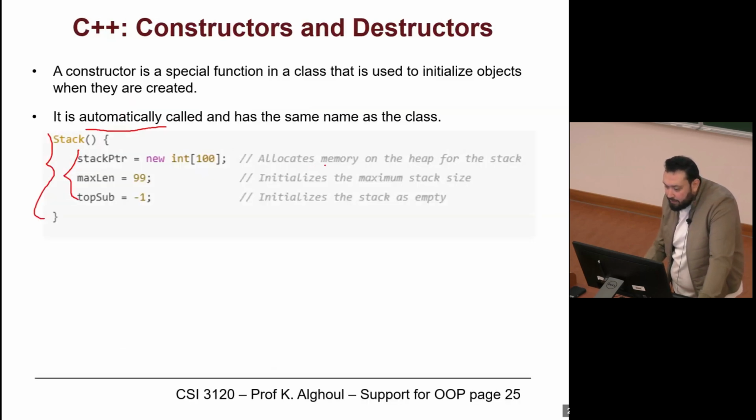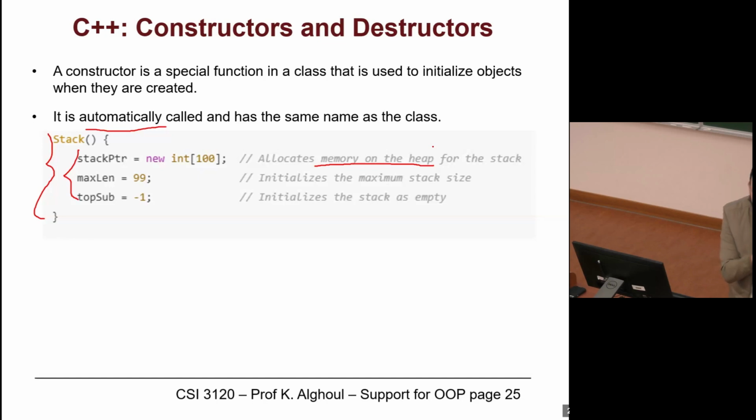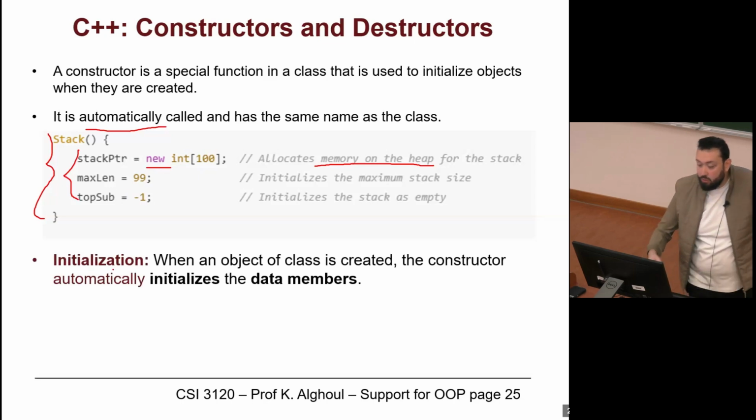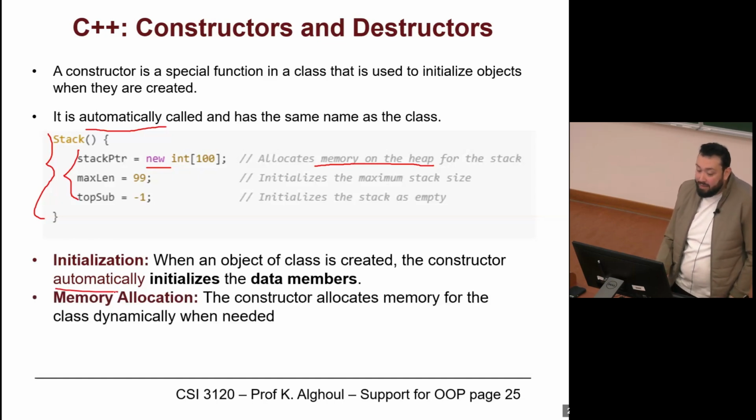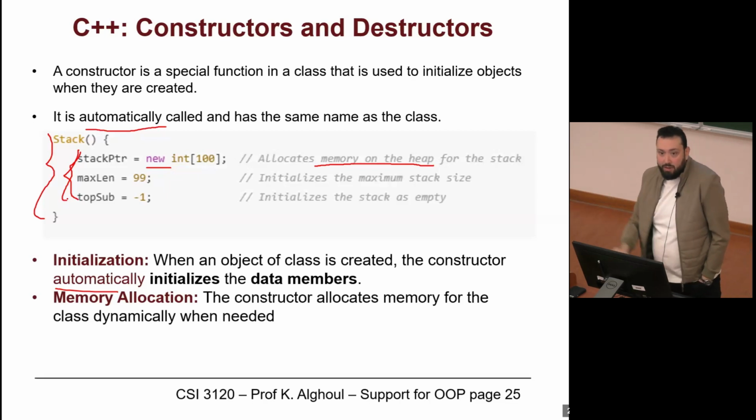This is going to allocate memory. Where? On the heap, because we already covered this in the data types. We said in C++, if you're using the pointers and stuff, and you have to use the new and delete, this is going to be allocated on the heap. And then you're initializing these two. So there's three main things for the construction. Initialization: when an object of a class is created, the constructor automatically initializes it. The second one is memory allocation. So in this case, if we need to allocate memory on the heap or whatever, it's going to also play the role of memory allocation.